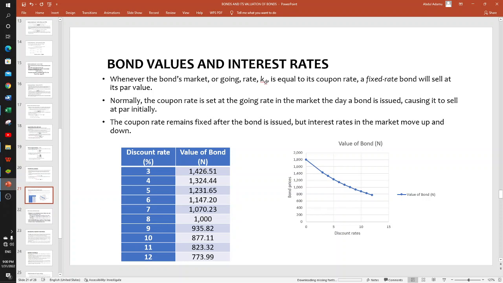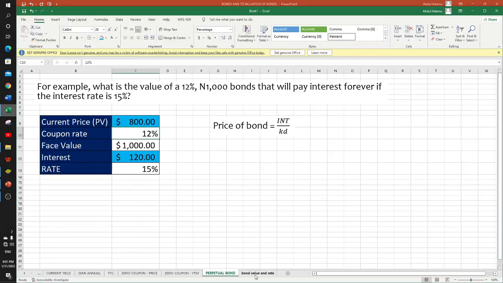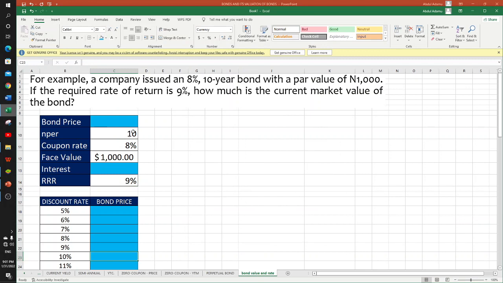So let's go to our Excel and demonstrate this using a particular question. A company issues an 8% bond with a par value of 1,000. The required rate of return is 9%. How much is the current price? No, we want to use it to demonstrate the relationship. So let's find the interest first, equals this times the coupon rate. So that gives us 80. So let's see at 5%, what is the bond price?